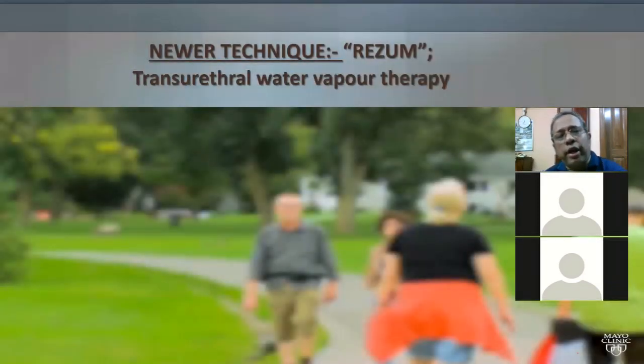So this is a newer technique which is called Rezum. The technique is transurethral water vapor therapy. It is a new concept and a very beautiful technique. In that technique, the urothelium is not cut. Only the periphery of the urothelium, the enlarged tissues become vaporized by putting in the needle. Look carefully at the difference between the two.